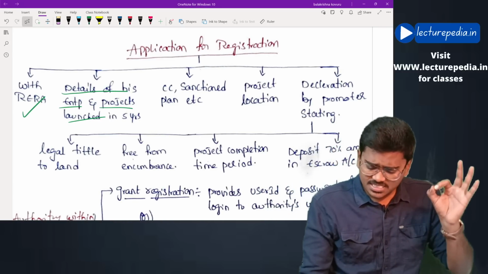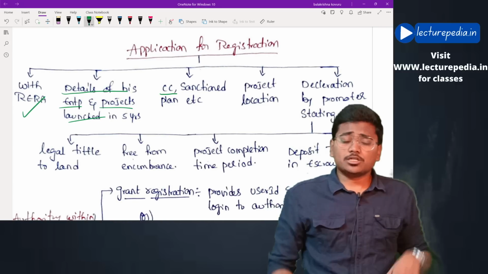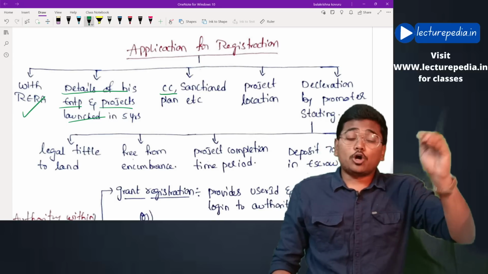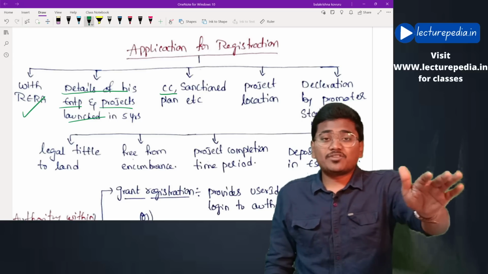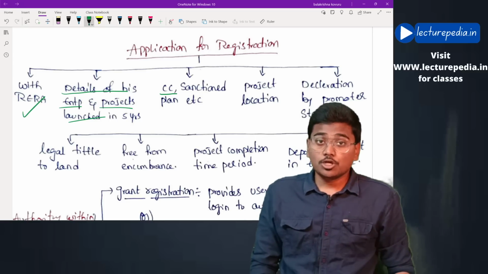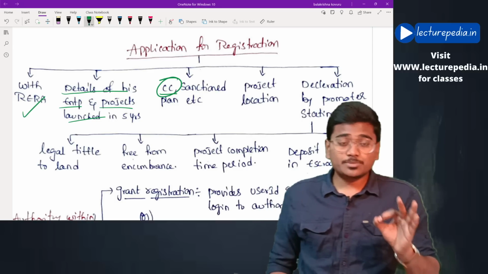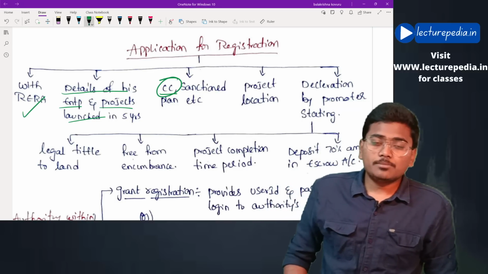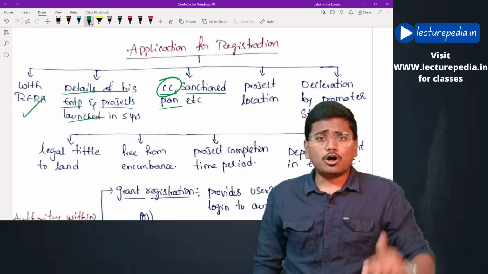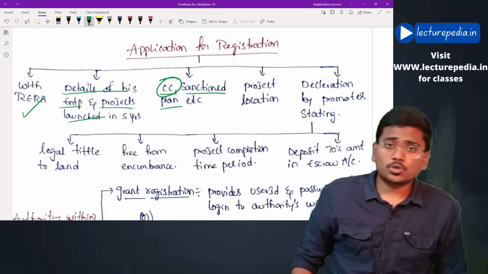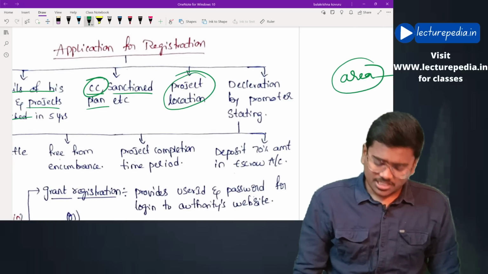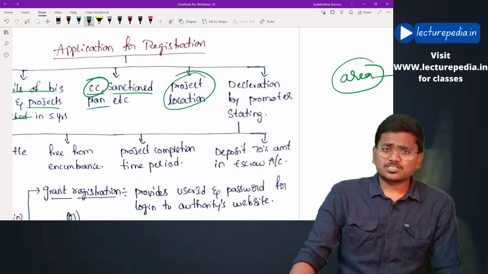Next, certificate of commencement. Once you start construction of the project, you have to obtain the certificate of commencement. Only after obtaining the certificate of commencement from the respective local municipal authority can you start construction of the project. That certificate of commencement should be given to RERA at the time of obtaining registration, and also the sanctioned plan and layout plan. All these documents must be submitted to RERA as attachments to the registration application. Hope this is clear. Next, project location. Where is the project located? What is the address of the project?